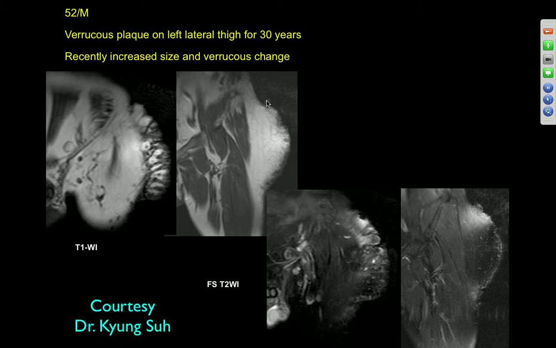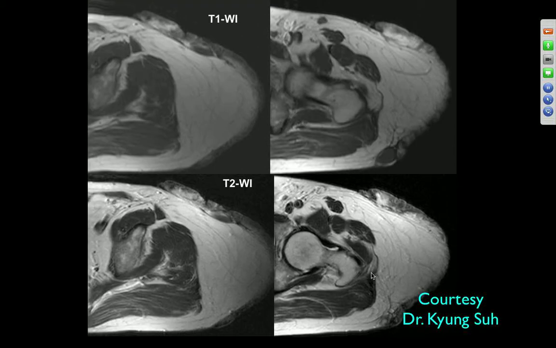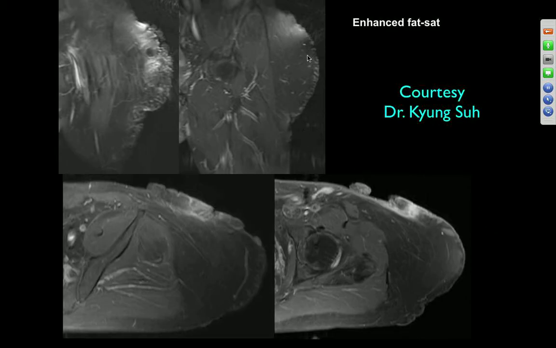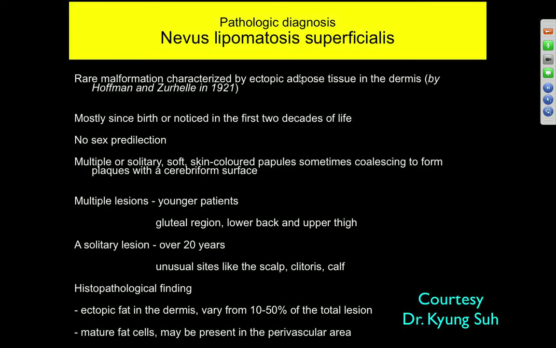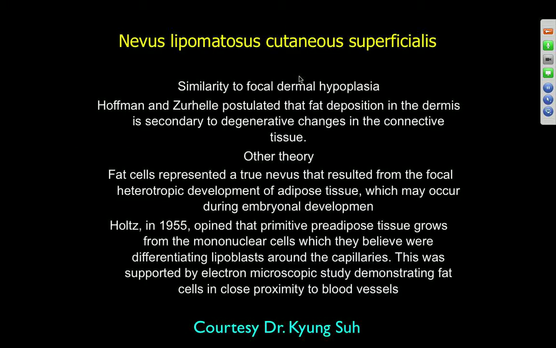52-year-old male, we can see these verrucous plaques on the skin here. Recent increase in size, so this is an MR scan where you can see this fatty tumor with all this fibrous tissue within it, and it's very irregular on the surface. Other examples, and we can see some inhomogeneous signal intensity within these, but mostly a fatty type lesion. And this is nevus lipomatosis superficialis. Again, another benign lesion in the dermis, but often primarily containing fat.